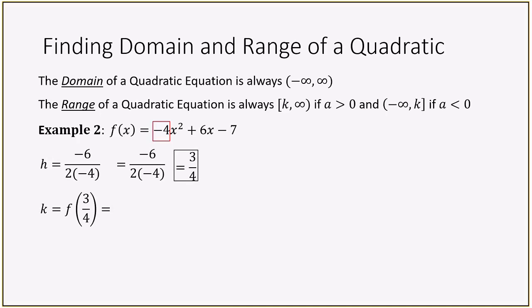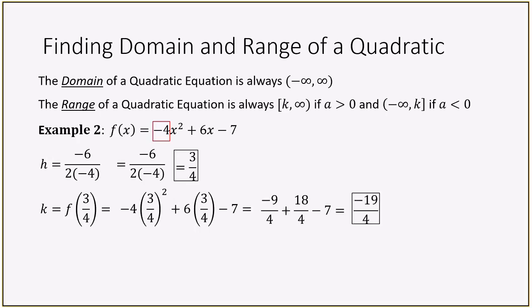Now I plug in 3 over 4 into my original function. Yes, I have some gross fractions flying around, but it's just a basic order of operations question. My first fraction, if I do negative 4 times 3/4 squared, I get negative 9 over 4. My second fraction is 18 over 4. And then I'm subtracting 7. I spared you the steps, but I would have to add a fraction and subtract a fraction, or if you have a calculator, it can usually just find the fraction for you. And my k is negative 19 over 4.